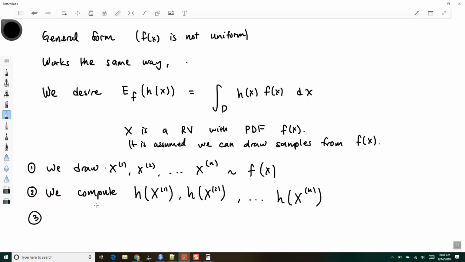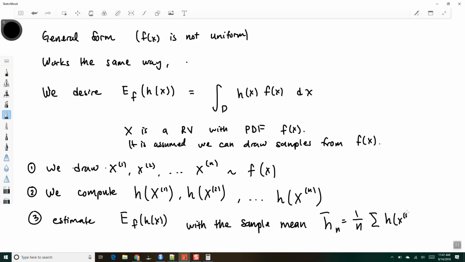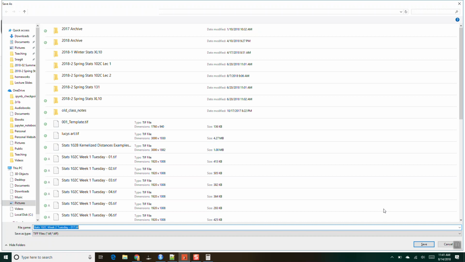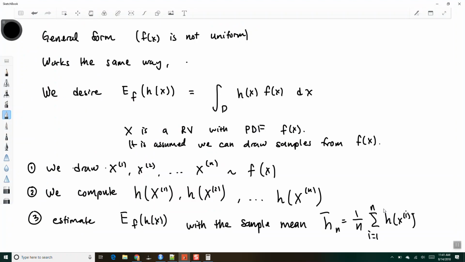and then we estimate. Okay, and so this is pretty much the exact same thing, except this time f of x is not uniform, it just has a different PDF, and we're assuming we can get samples from f of x. Is that okay?